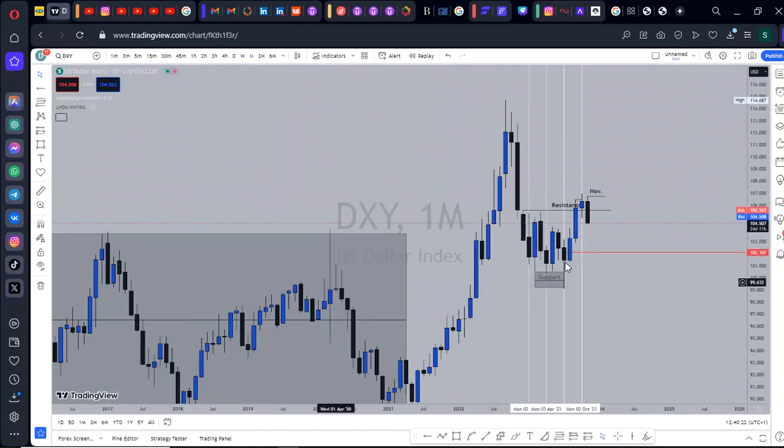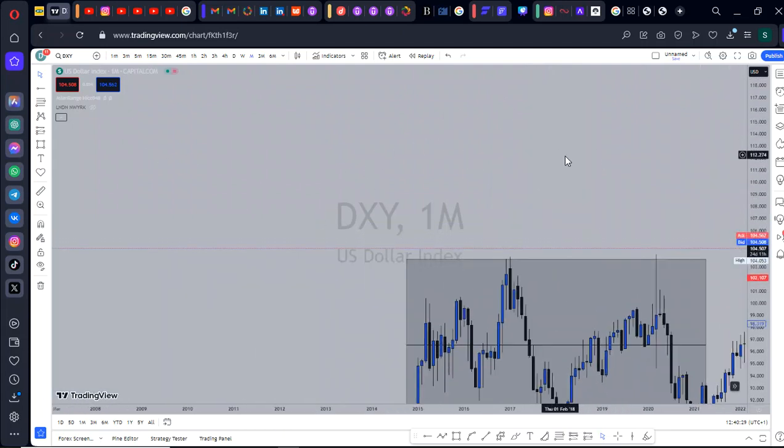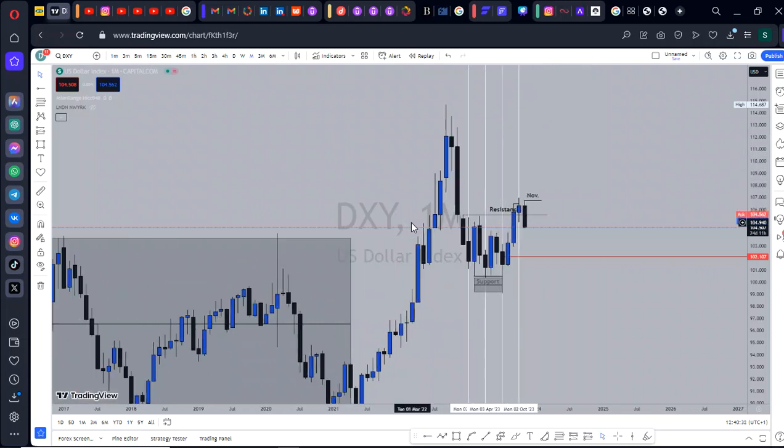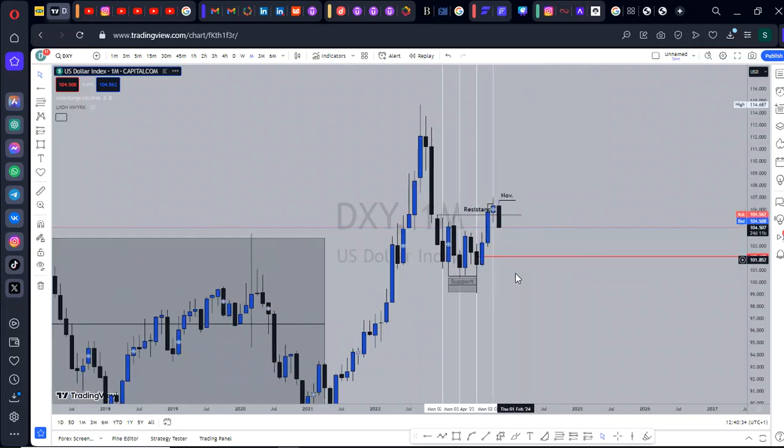And also remember the accumulation, distribution, accumulation, manipulation to the upside to take orders from this area up here at this resistance area that was broken, and now we're trading lower.